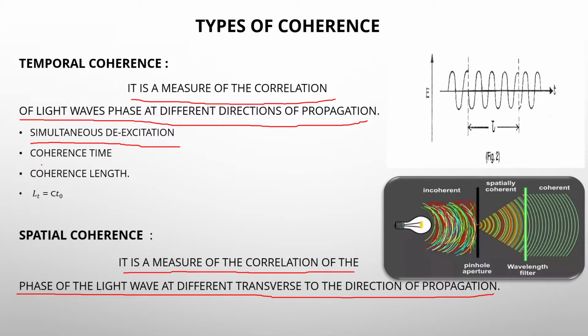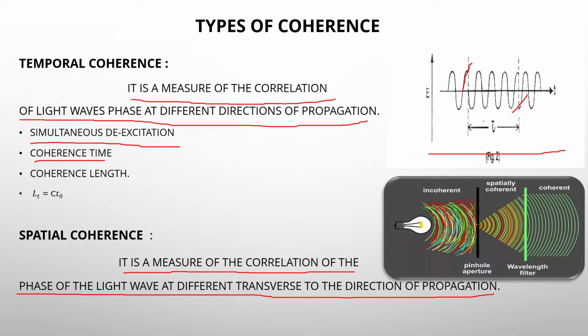And we need to know about coherence time. Coherence time is the time over which a propagating wave is nicely sinusoidal. If you observe this diagram here, the wave looks like a sinusoidal wave, but it's not a continuous sinusoidal wave. It has breaks in between. It has one break here, and one more break here. So it is not a continuous sinusoidal wave.